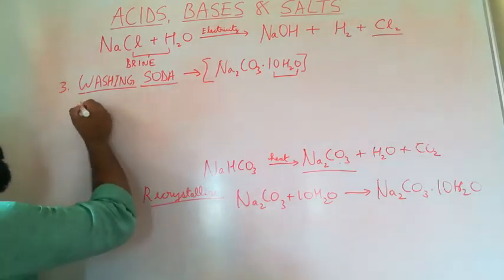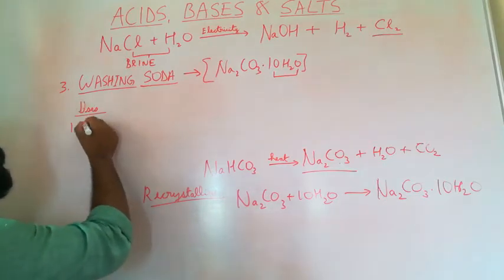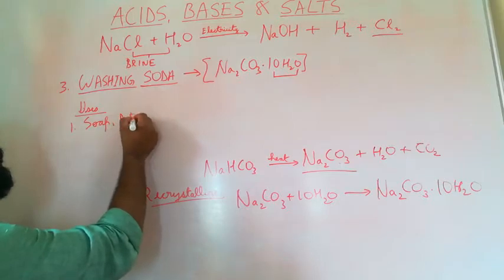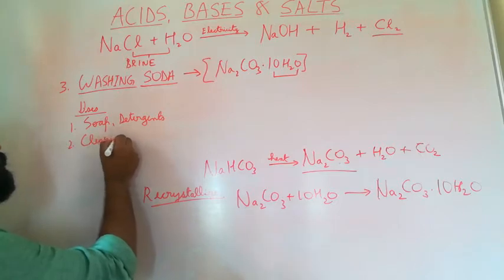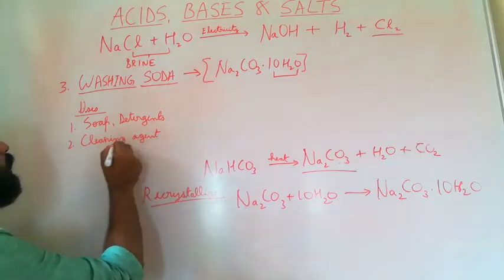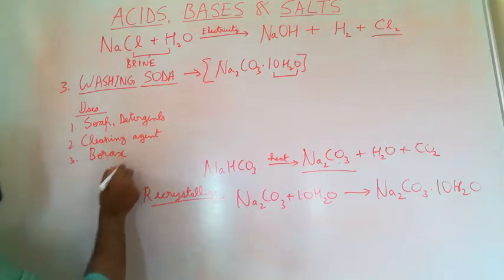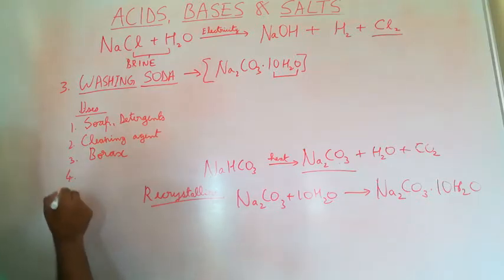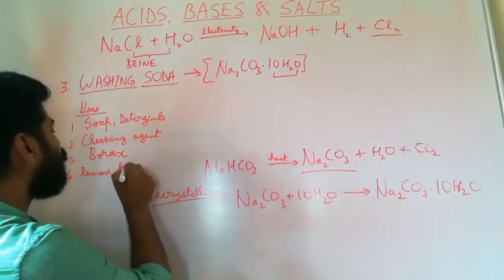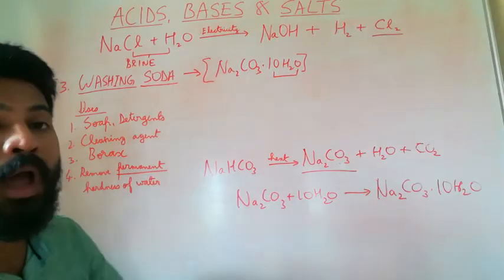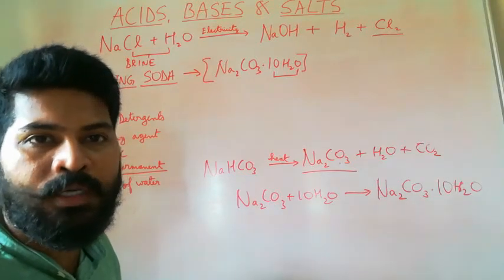Washing soda, as you know, has got a variety of uses. It is used in soaps and detergents. It is used as a cleaning agent in many domestic areas. It is also used to make borax. It is used to remove permanent hardness of water. So if you have hard water, it contains calcium and magnesium salts in it.